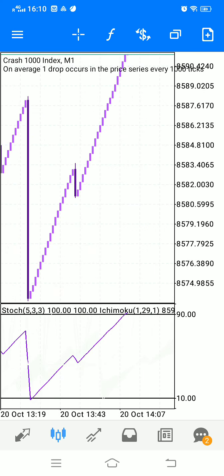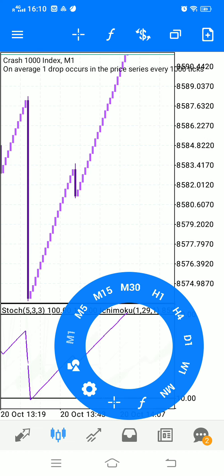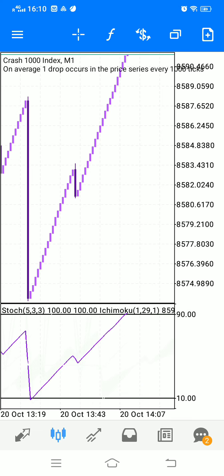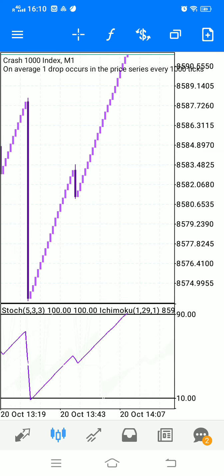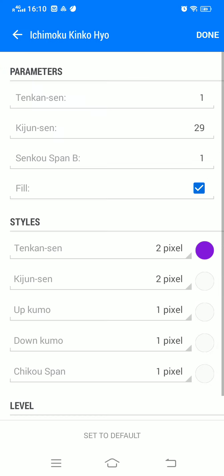You can change the pixel if you want to. That's only if this line over here is too thin for you and you want the line to be a bit thicker in order for you to see it. You can just tap on your screen, click on the F again, and then click on Ichimoku.